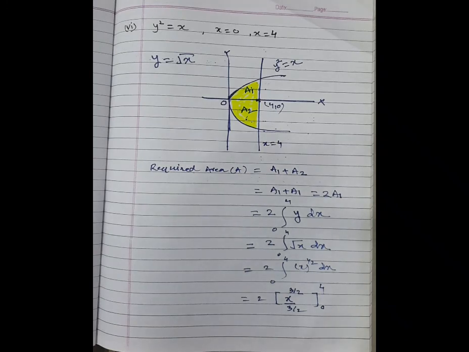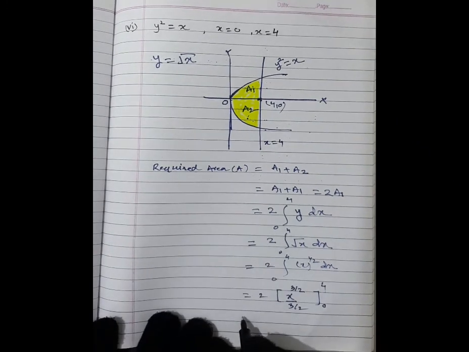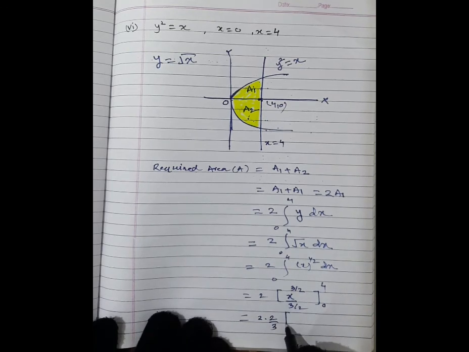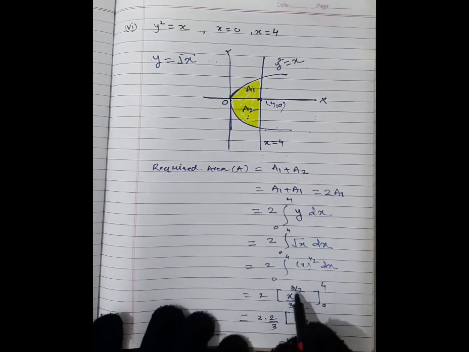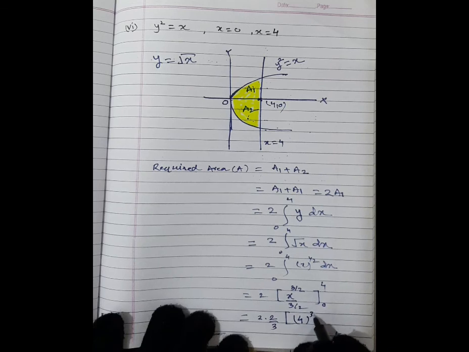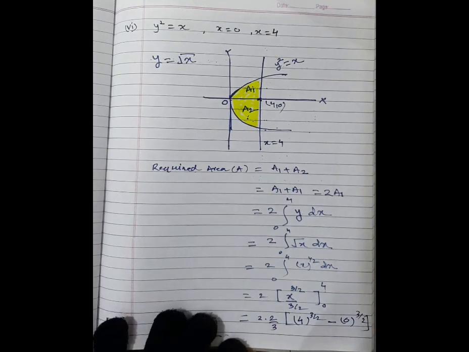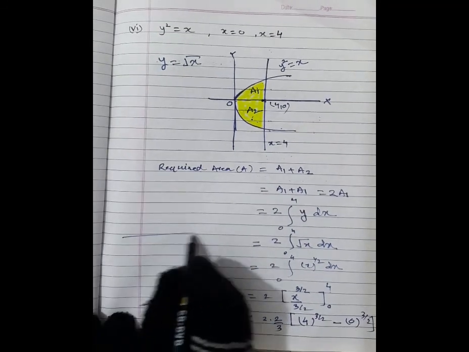Now next, substitute the limit. This 3 by 2 we can write as 2 by 3 outside, and what is the limit? X raised to 3 by 2 means 4 raised to 3 by 2 minus 0 raised to 3 by 2. Yes, 0 raised to 3 by 2 is 0. Now students will solve here.